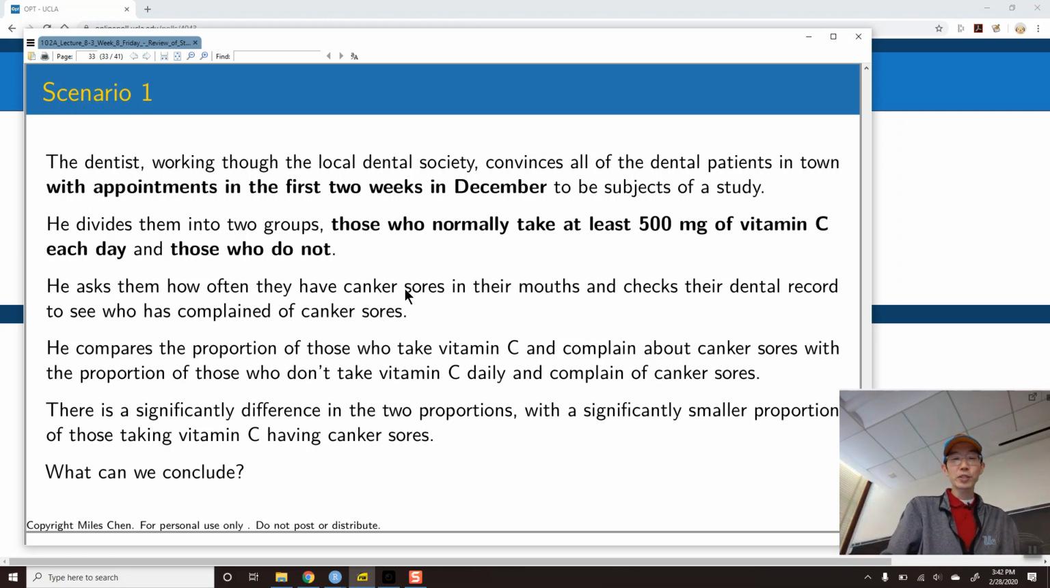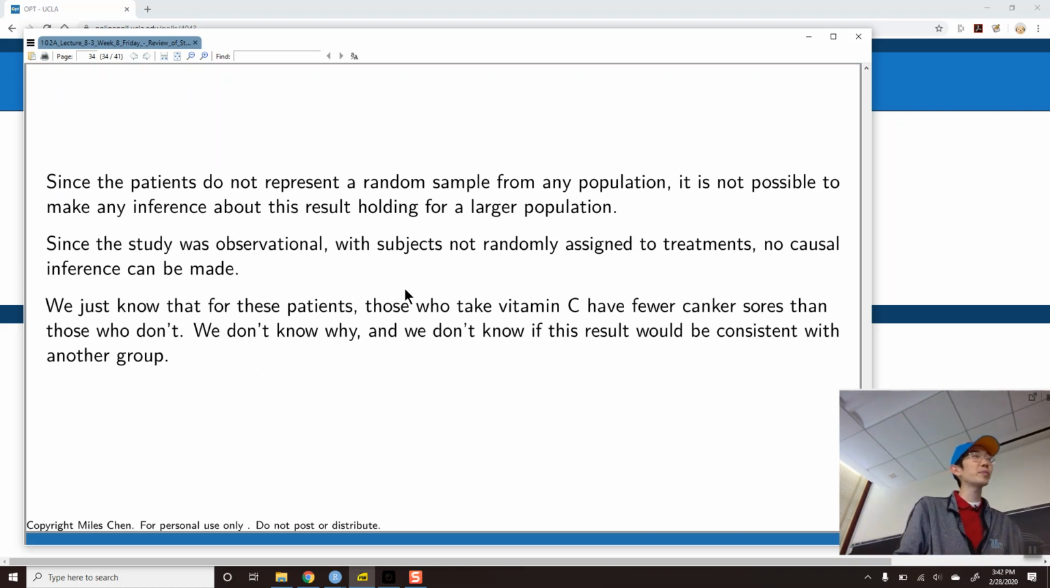Okay, so the answers are: it is not a random sample, and it is an observational study. It's not a random sample because we just looked at the people in the first 2 weeks of December, and so that's not random. It's an observational study because we did not assign treatments. We just asked them, do you take vitamin C or not? And so the people, by their own choice, either do or do not take vitamin C.